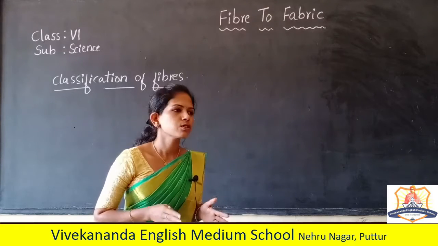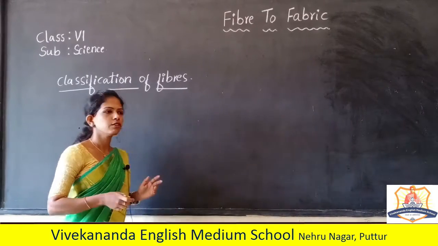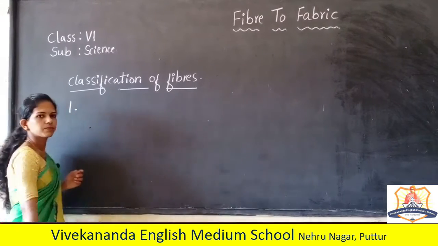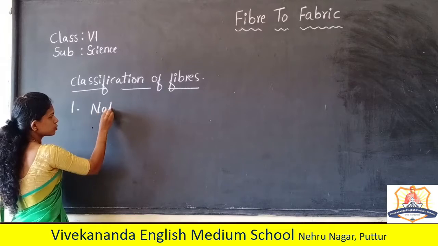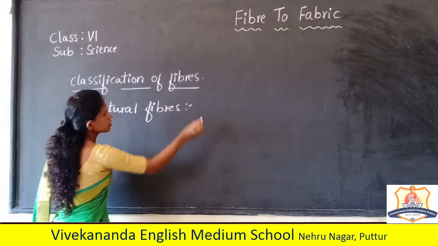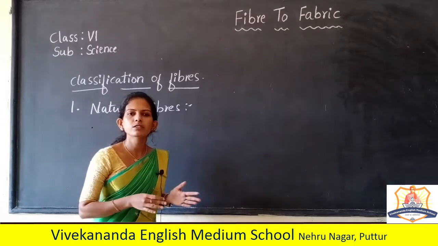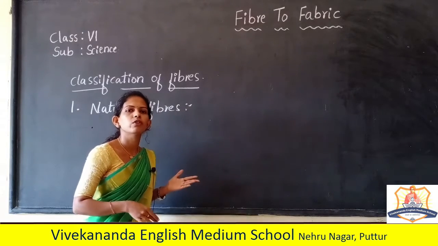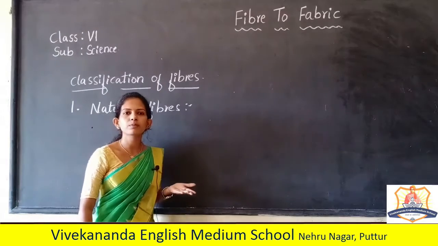Okay, so the fibers are classified into two categories. The first one is natural fibers. Natural fibers are fibers that we get naturally, from plants or from animals. Those are called natural fibers. Let us see the examples for these.